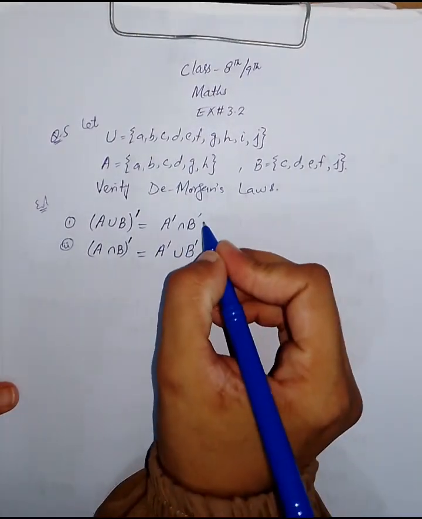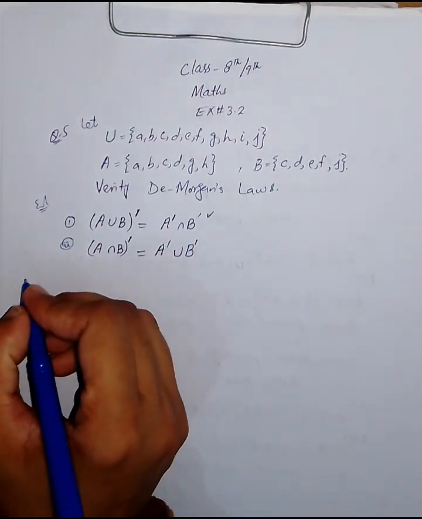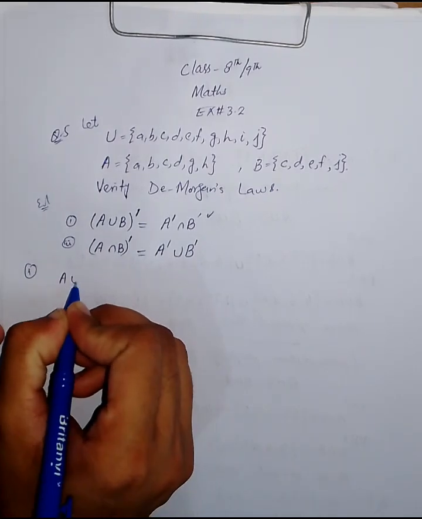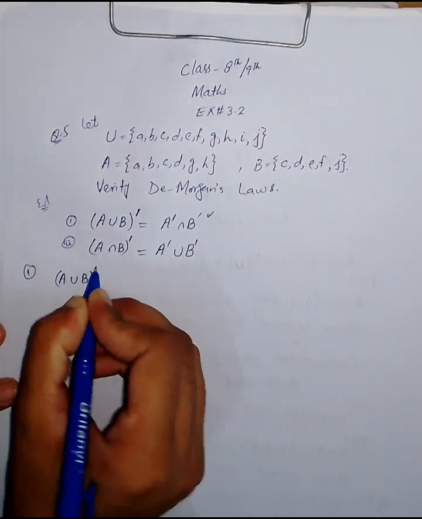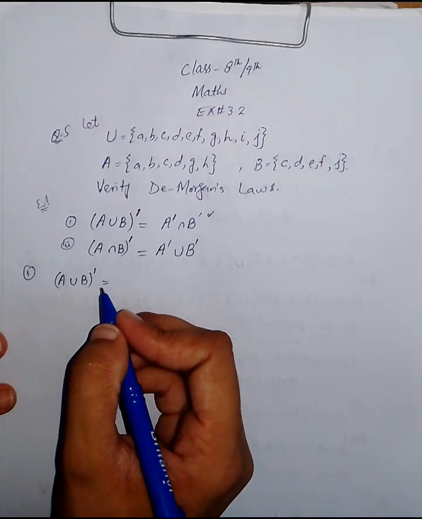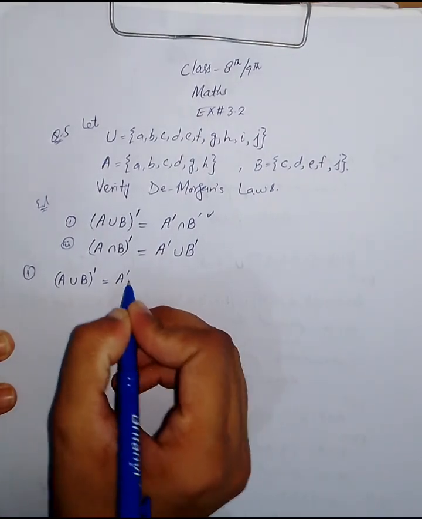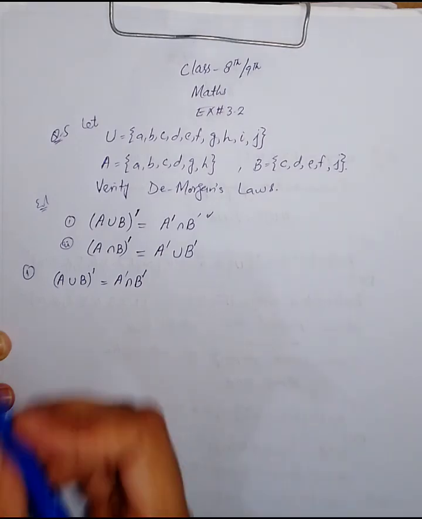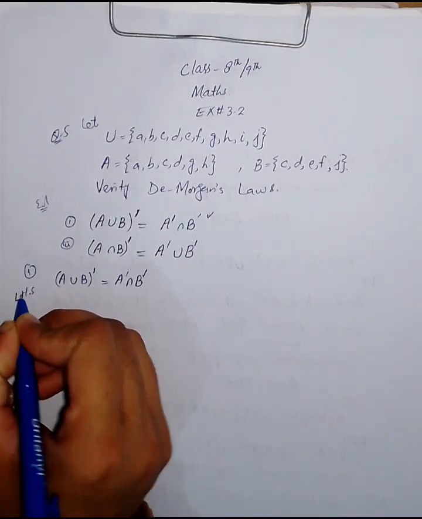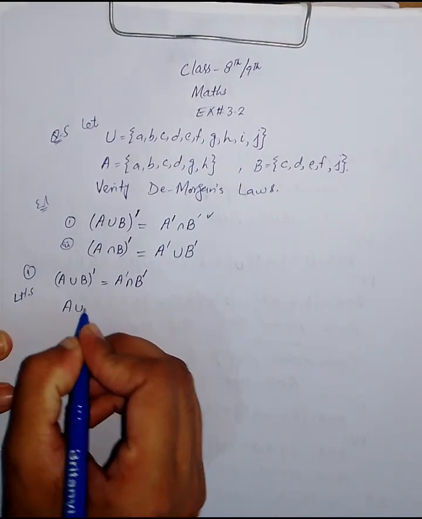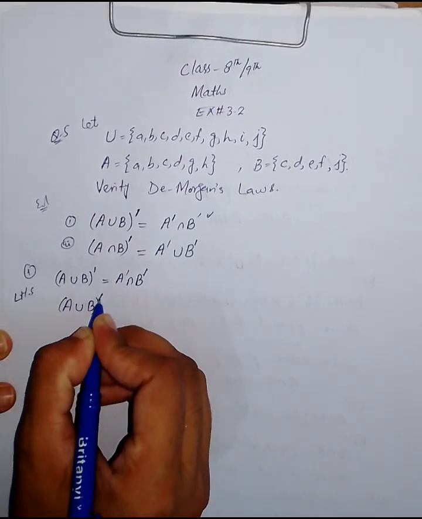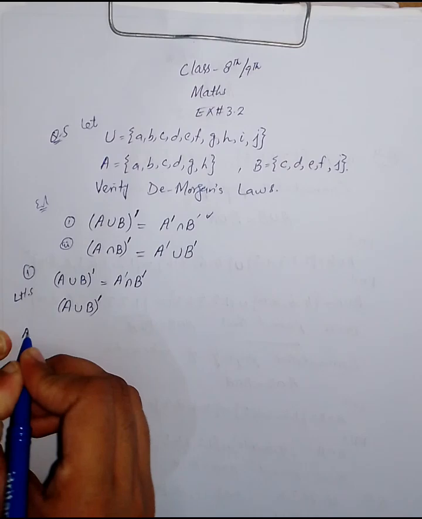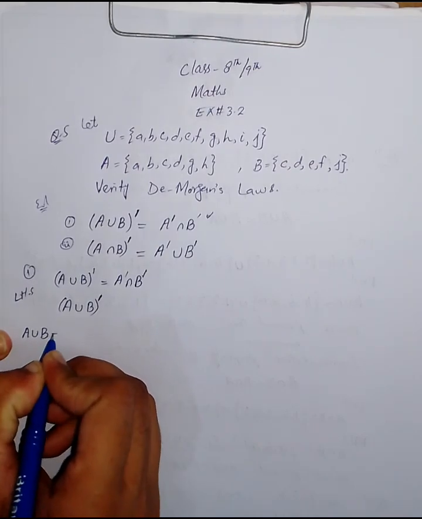So we verify this first one. Let's start the first one. A union B complement equals A complement intersection B complement. Okay. So let's start with the left hand side, that is A union B complement. From A union B complement, firstly we have to find A union B. So let's find A union B.